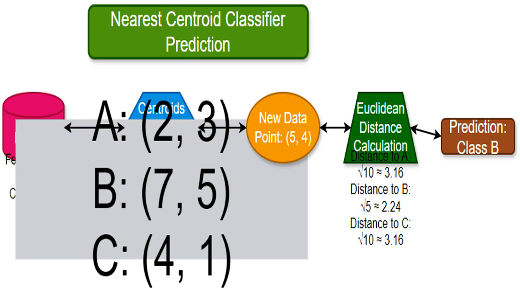This is the data point we want to classify using the NearestCentroid algorithm. Its x1 value is 5 and its x2 value is 4. We need to determine which class centroid this point is closest to.